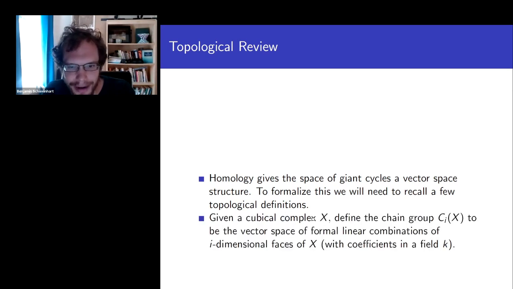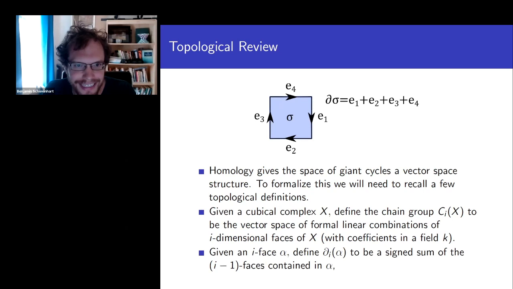Given a cubical complex X, we can define the chain group C_i of X to be the vector space of formal linear combinations of i-dimensional faces of X with coefficients in some field K. We'll have a picture in just a second. Here's our complex X. One example of a 1-chain would be E1 + E2 + E3 + E4. An example of a 2-chain would just be sigma.